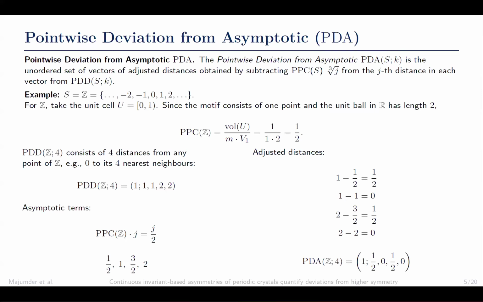For the set of integers, we take the unit cell as the interval 0 to 1. Since the motif consists of only one point, which is 0, and the unit ball in R has length 2, we can calculate the PPC of the set of integers in the following way, and thus we obtain a half. We can now calculate the asymptotic terms by simply multiplying PPC with the jth distance since we are dealing in 1 dimension. And finally, we can calculate the adjusted distances by subtracting these asymptotic terms from the PDD vector, and thus we obtain the PDA vector, which is half, 0, half, 0 with the weightage of 1.